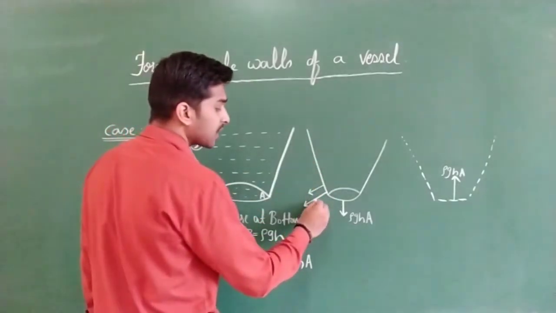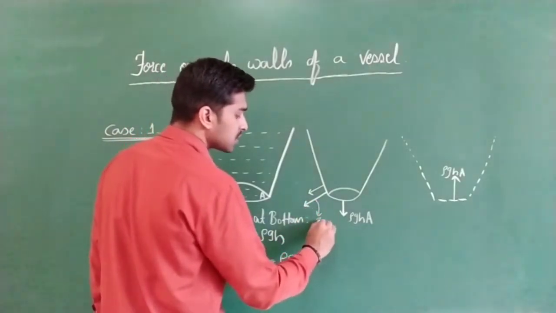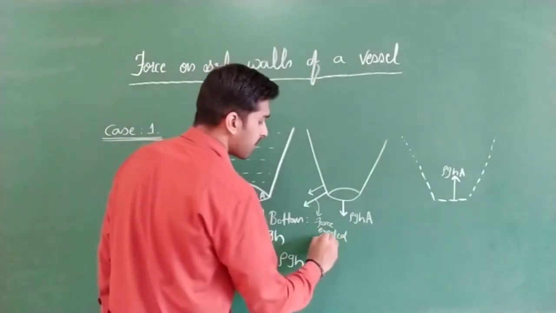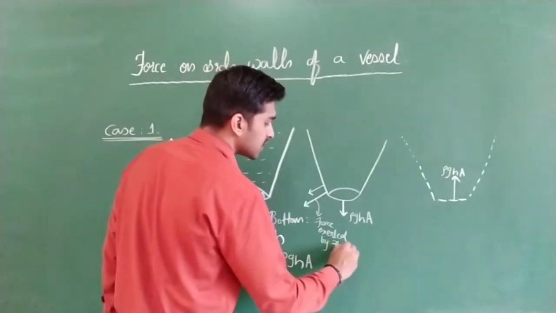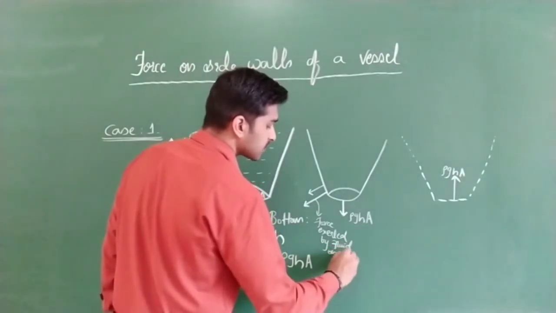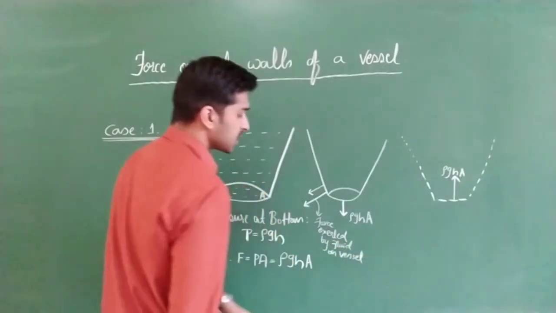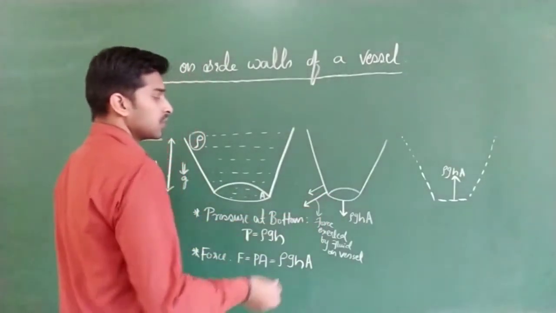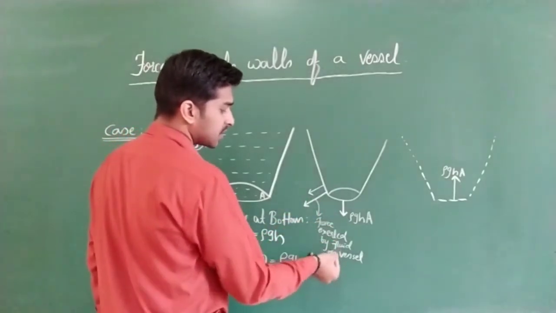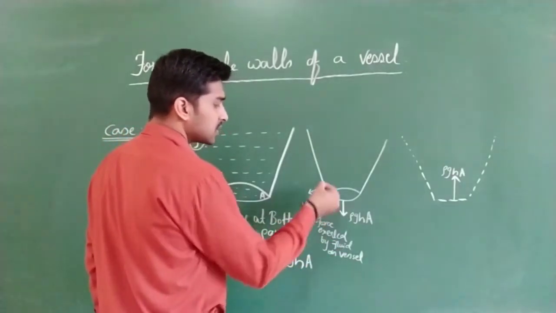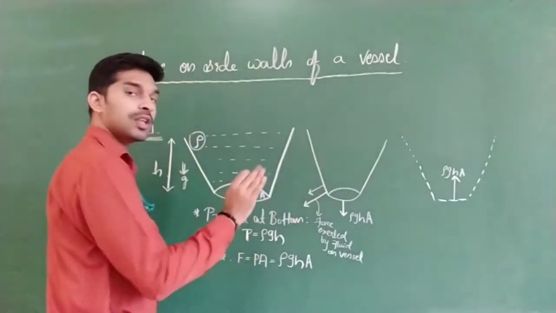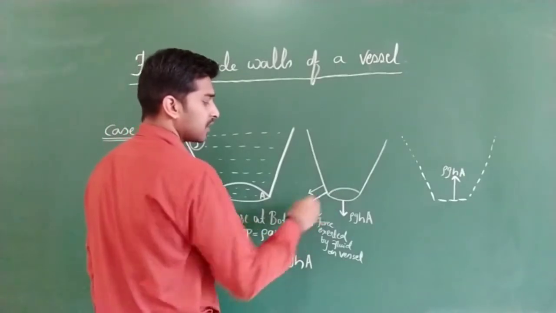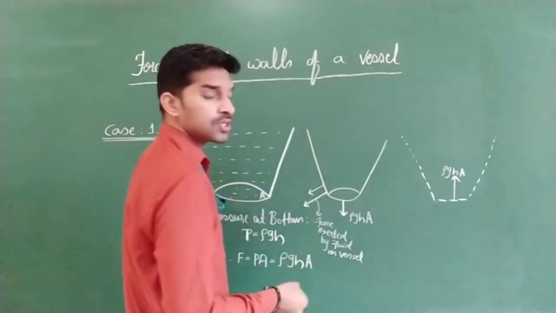That means this arrow mark indicates what? Force exerted by fluid on the vessel, correct now? So the force exerted by the fluid on the vessel will be in this direction, clear? Now assume the force has been exerted by the fluid on this vessel; the vessel will also apply the same amount of force on the liquid, correct now? According to Newton's third law, action and reaction pair, clear? That is known as normal reaction.